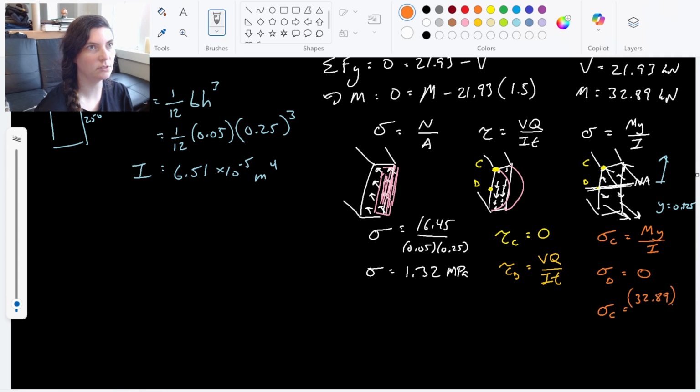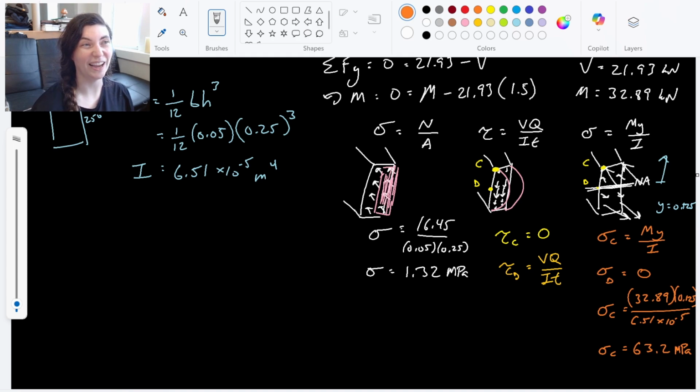32.89 kilonewtons times 0.125 meters over the moment of inertia we just found, 6.51 times 10 to the negative 5th. So I just punched that into my calculator to get 63.2, right about 63.2 megapascals.